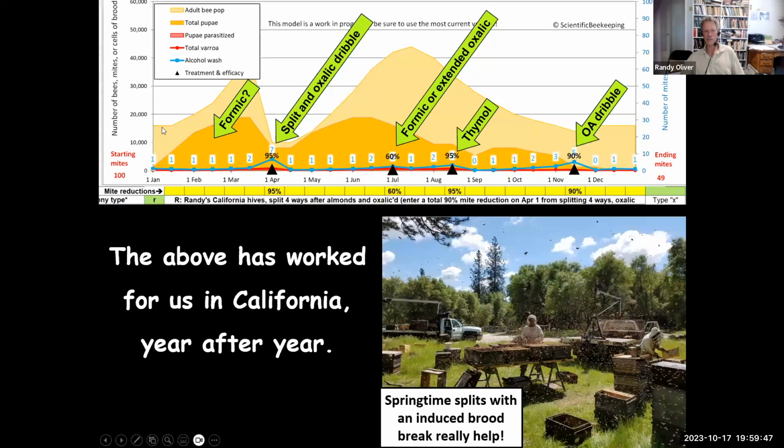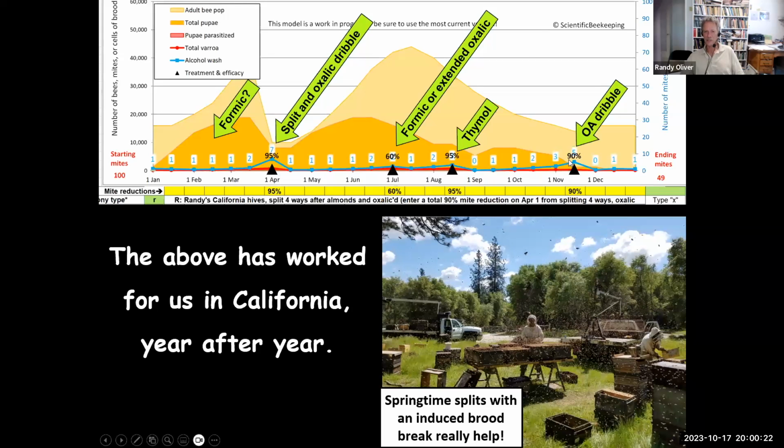So this is what we do: we come back from the almonds with big colonies. We split them. We may use formic acid before almonds if we see mites in them. Split them and do an oxalic acid dribble with an induced brood break. And then that mite count starts getting up here, pushing 5 or so at the end of June. So while the honey's still on, we'll give them formic acid or extended release oxalic acid. And then once the honey's off, we'll give them a thymol treatment. And then oxalic acid dribble, or you could do a vaporization. We like to dribble. I'll show you why later.